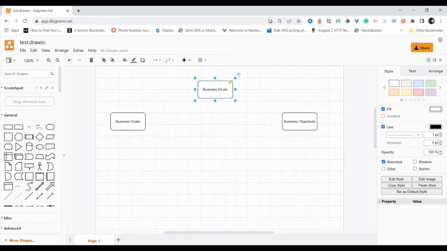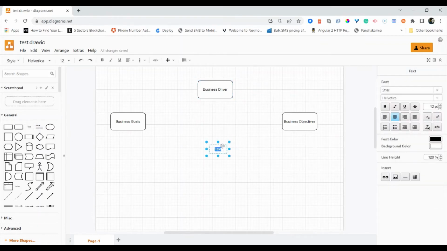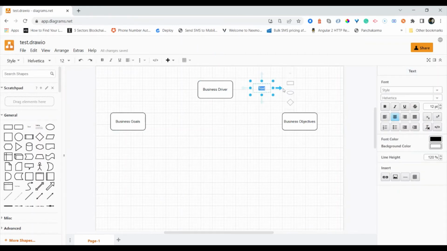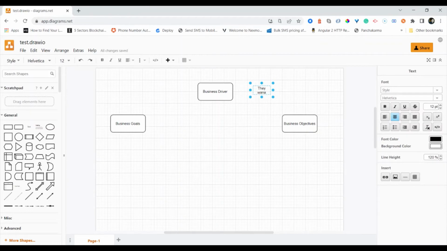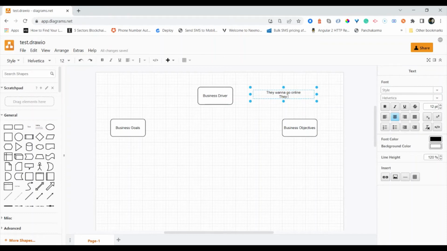Now, let's say in the case of the travel side, what is making up their business driver? First, they are manual in their process. If I list here, and take this box here, they want to go online. That is their first aspiration. Then they want to increase their revenue.